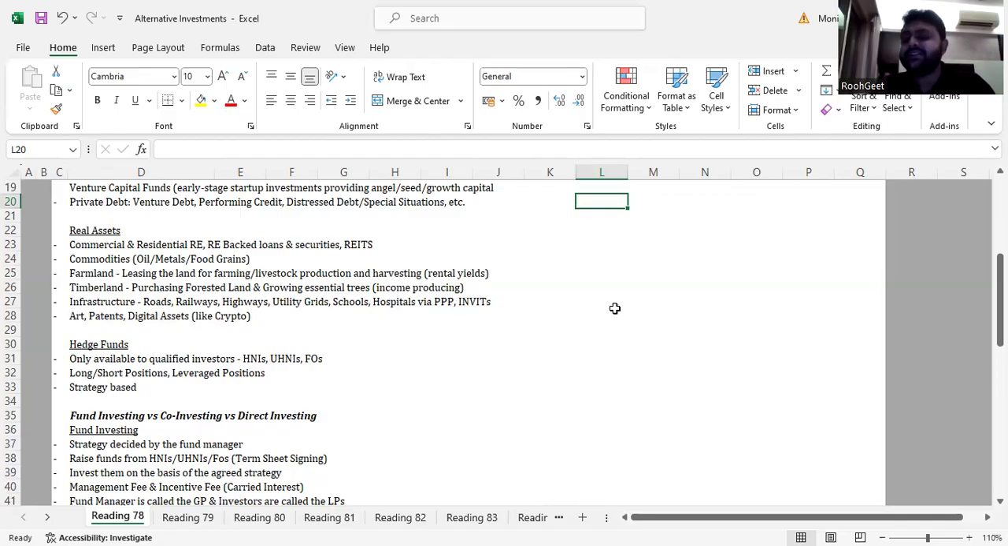Now, commercial and residential RE, you might say that, I own my house, that means I have an alternative investment. See, a house for occupying purpose and a house for investment purpose is a different thing, right? So don't commingle it with this. There are a lot of commercial real estate funds which specifically will invest in shopping malls, hospitals, office spaces, professional office, commercial buildings, etc.